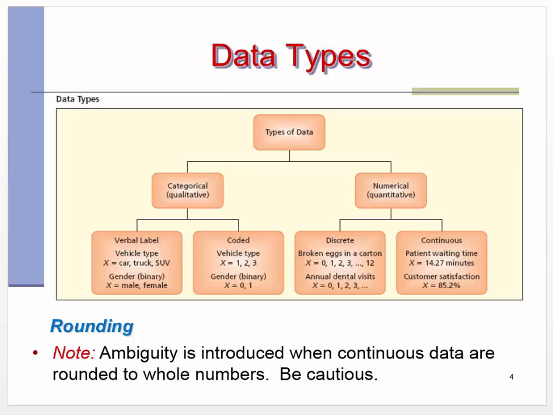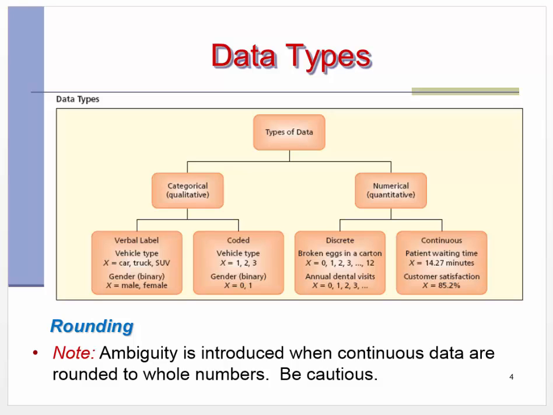The chart on slide number 4 summarizes the types of data and gives you some examples of each. There are two types of data, qualitative or categorical, and quantitative or numerical. For categorical data, we can have verbal labels on them, such as car, truck, or SUV for different types of vehicles, or male or female for gender. Or we can code data by labeling car, truck, or SUV using the number 1, 2, or 3 instead of the names. We can code the two gender items 0 and 1 for man and woman.